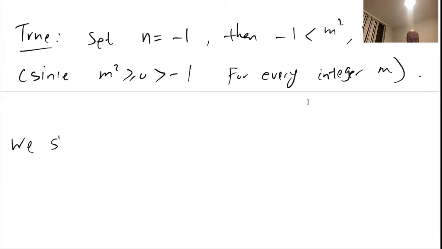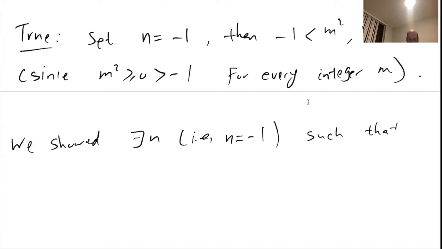So we showed there exists n, which is n equals -1, such that n is less than m squared for every m in Z.